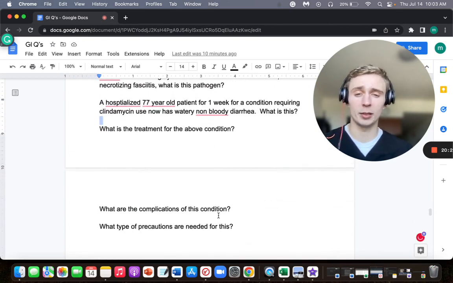A couple more questions about this. What are the complications of this condition? So what's the complication of this condition, this hospitalized 77-year-old with clindamycin use? And what type of precautions are needed in this patient? So that might give it away. What type of precautions do we need to do?